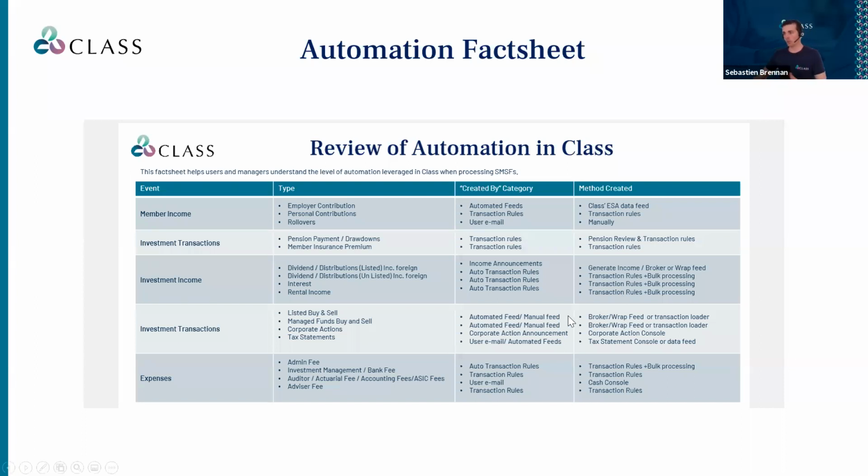So what we want you to do is to cross-check, okay, I've got some listed security transactions, some buys and sells. The status I have might be a user email, right? And what this is saying is, well, we're suggesting best practice is automated feed or manual feed, depending on which one is available to you.